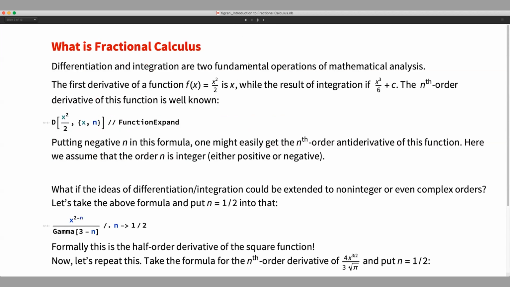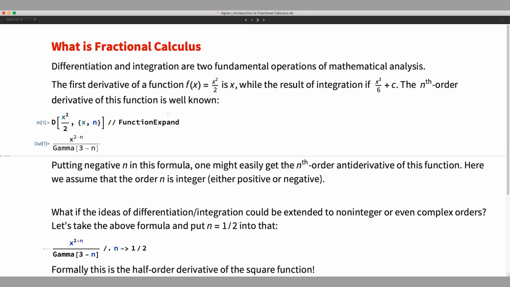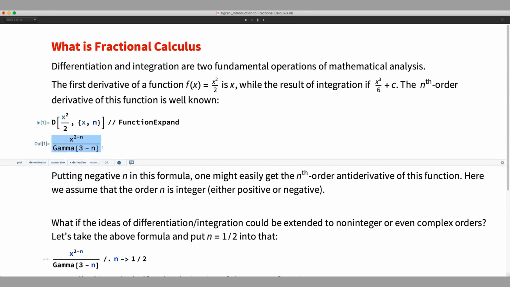So let's start. We all know that differentiation and integration are two fundamental operations of mathematical analysis. So the first derivative of a square function is x, while the result of integration is a cubic function. And we can generate the nth order derivative of this function. So it's written here, including the gamma function. And in fact, here we can put even negative n's and get the nth order antiderivative of this square function.